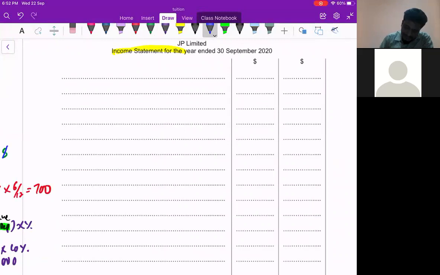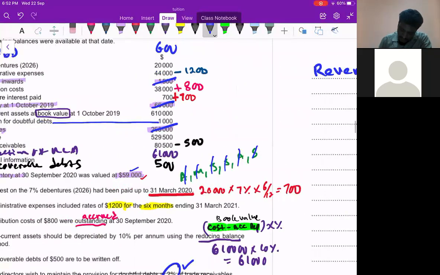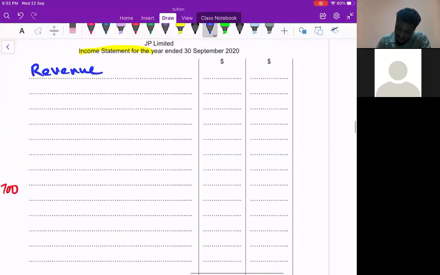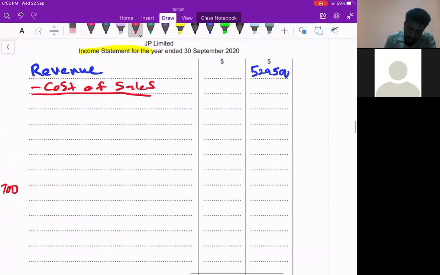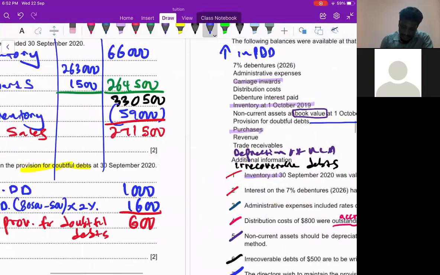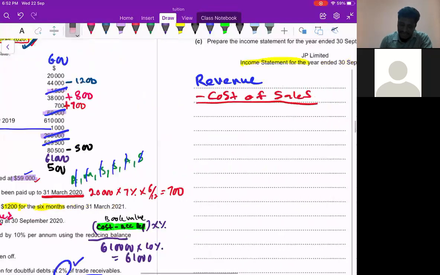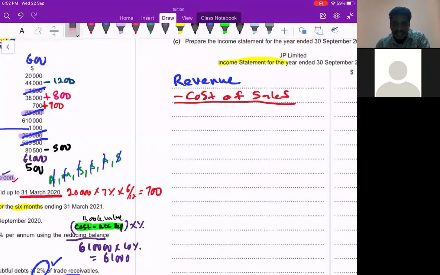Okay, we start with revenue. Income statement starts with revenue or sales. How much revenue or sales? 529,500. So I write here 529,500 minus cost of sales. So what I'm going to do is I'm going to just copy this again here.